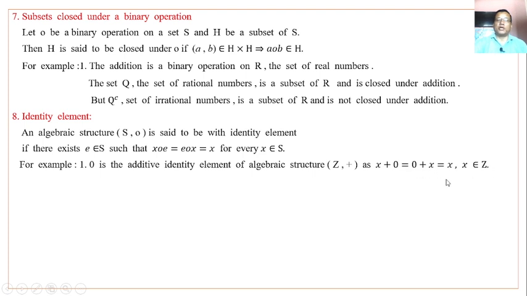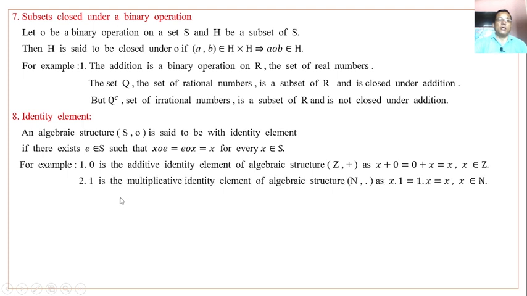X belongs to Z. Adding 0 to any integer gives the same integer, so 0 is the additive identity element of Z. 1 is the multiplicative identity element of the algebraic structure (N, dot): X dot 1 equal to 1 dot X equal to X, X belongs to N. Multiplying any natural number by 1 gives the same number, so 1 is the multiplicative identity element.